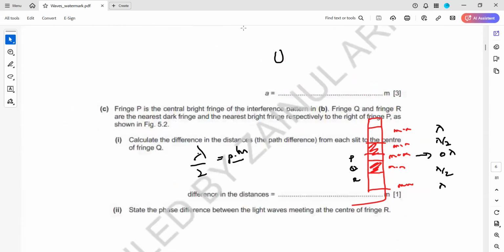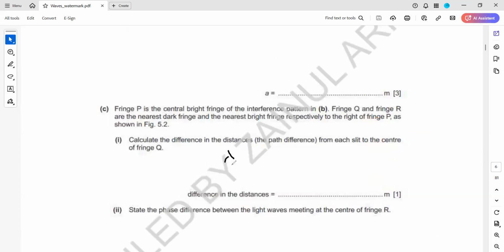So if we need the path difference, how can we work it out? It will be wavelength divided by 2. So the wavelength was 6.2 exponent minus 7, divided by 2. So we got 3.1 into 10 to the power minus 7 meter. That is the path difference. Is it clear, this one, the path difference?